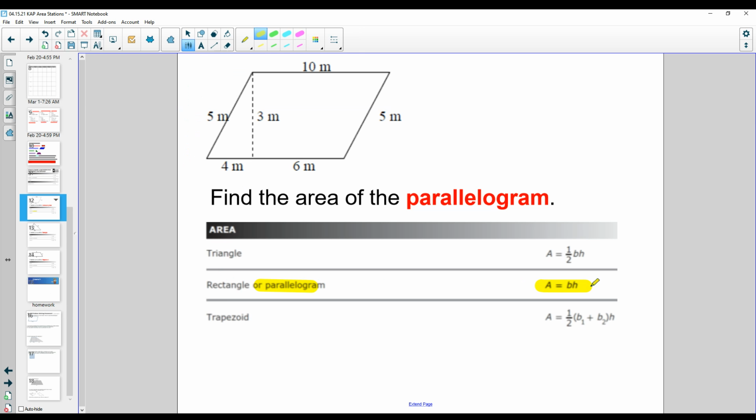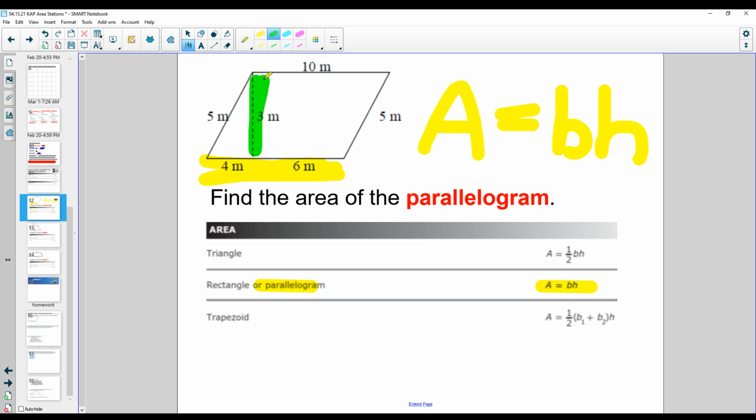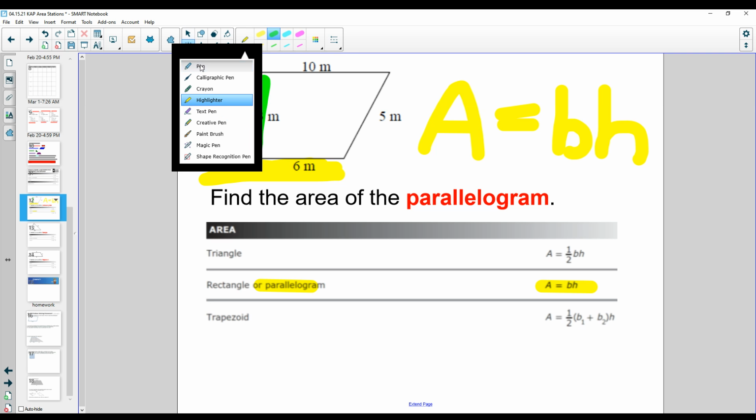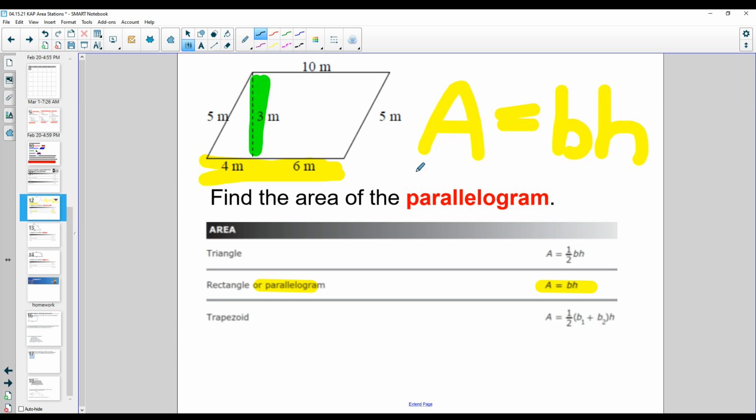Here it is. So it's A equals BH. Capital A, which means you need to multiply something, base times height. So I'm going to highlight the base in yellow and the height in green. Now let's get my pen going. So to find the area, I need to find a base. So from one end to the other end is 10 meters. The height is 3 meters.